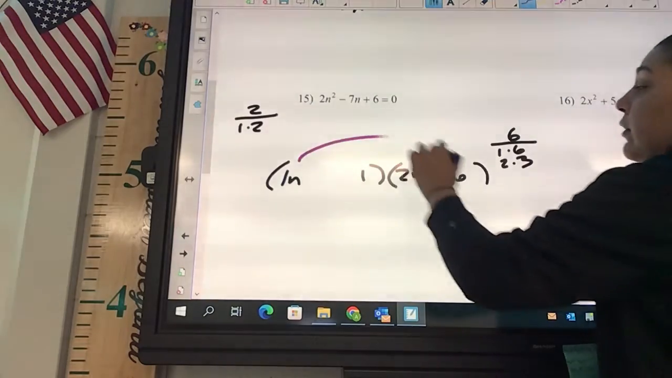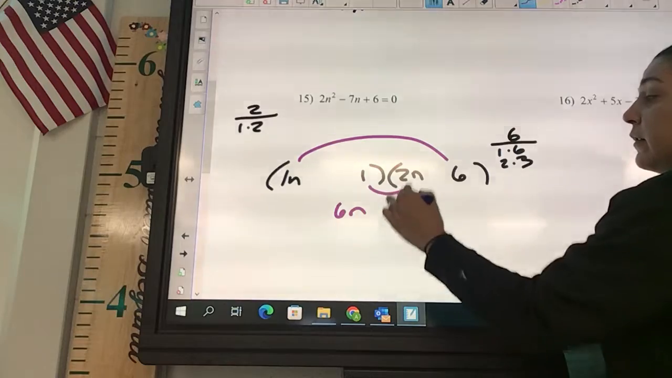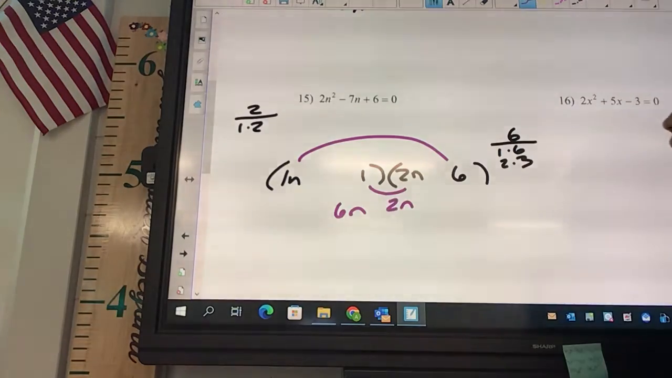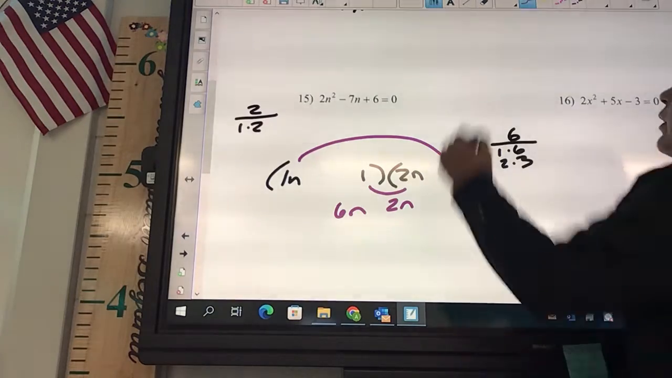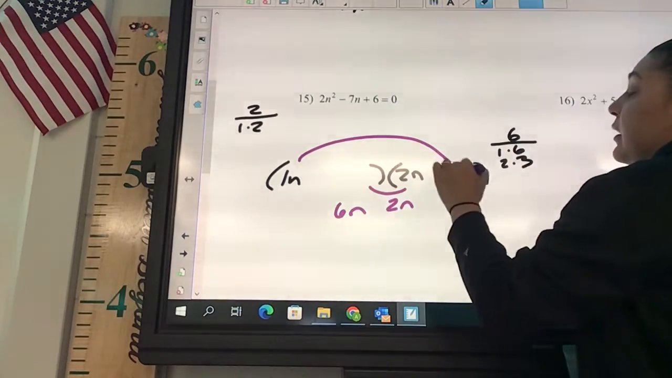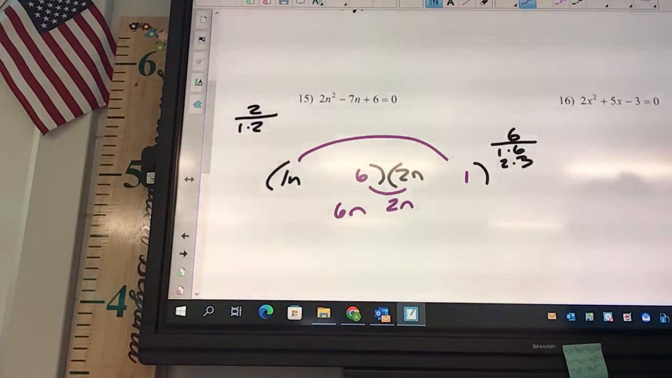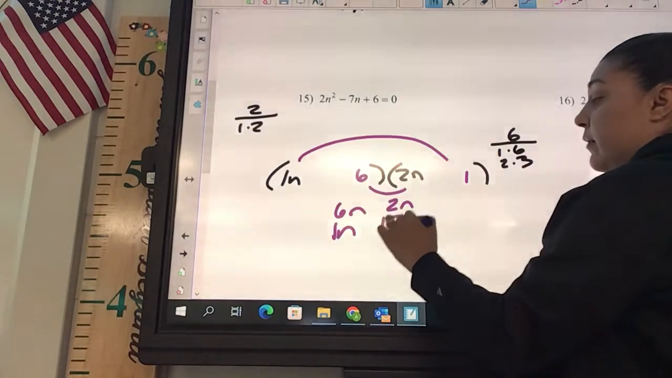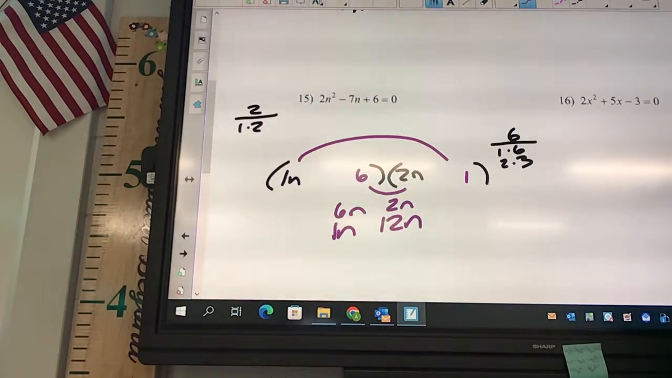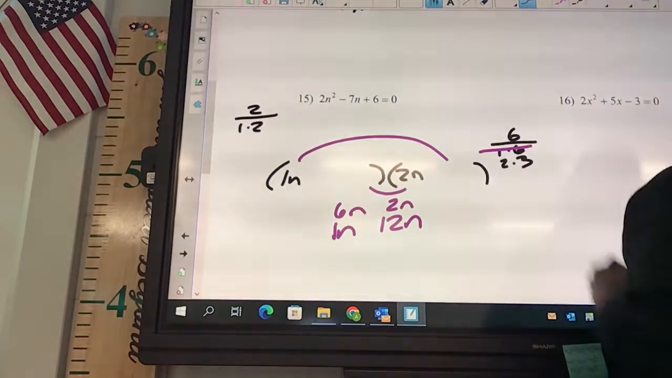We'll check the outer. What are you going to get? 6n, inner, 2n. Would 6n and 2n ever give me 7? No. So you've got to erase this and try 6 then 1. What are you going to get for the outer? 1n, inner, 12n. Is that going to work? No. So now you can definitely cross off 6 then 1.